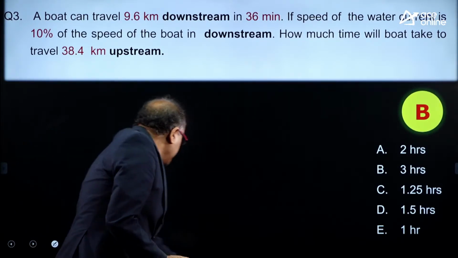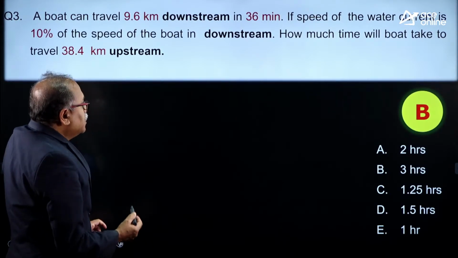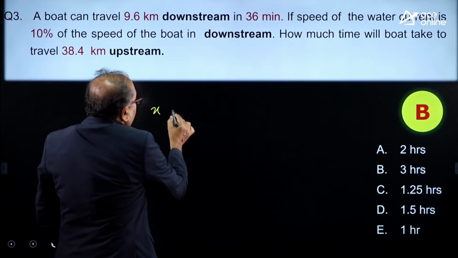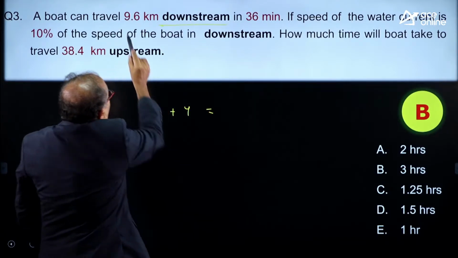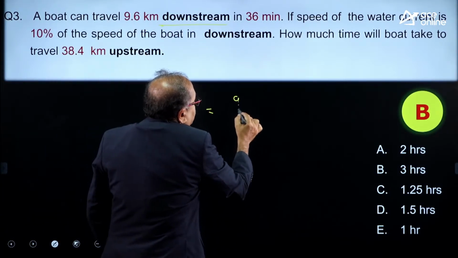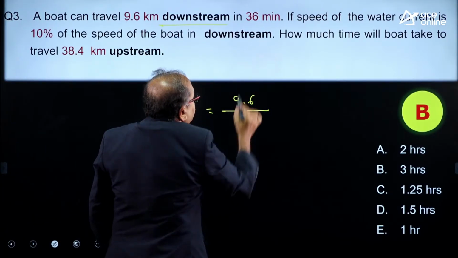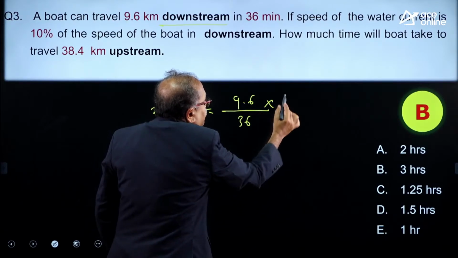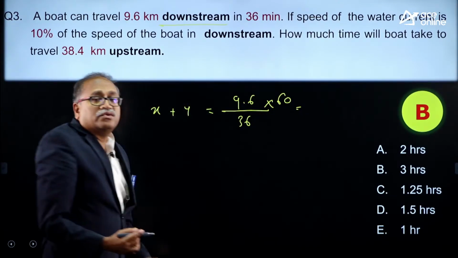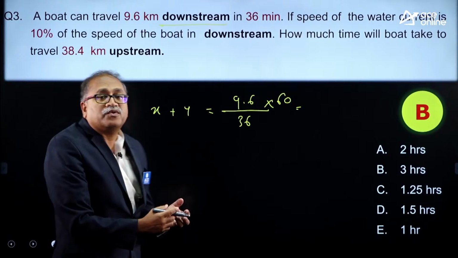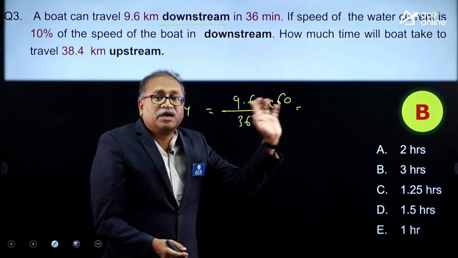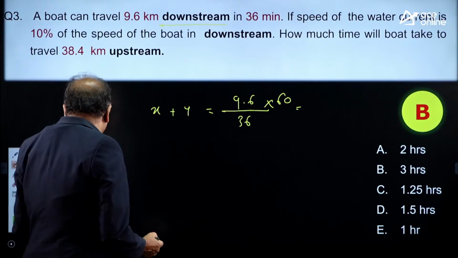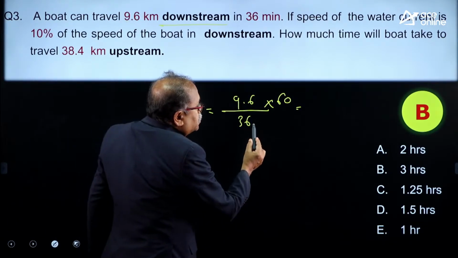Okay. Now let me solve this question. That is x plus y, that is downstream, is this much distance, 9.5 and 36 minutes, 36 by 60. If you keep working on many questions the way you are doing it, then it instantly strikes in your mind and you start the calculation. You do not need to think much on this.